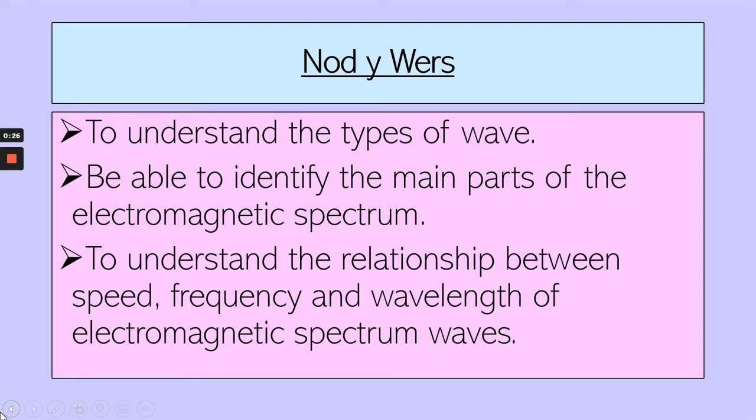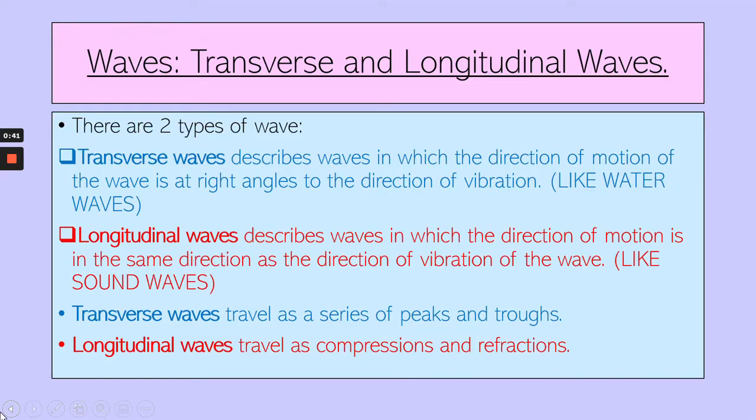Okay, so the aim of today's lesson is to understand the types of wave, to be able to identify the main parts of the electromagnetic spectrum, and to understand the relationship between speed, frequency and wavelength of electromagnetic spectrum waves. So we're going to start with describing waves.